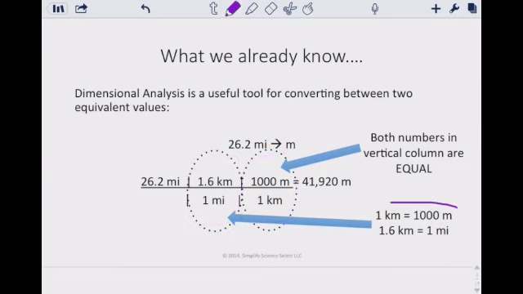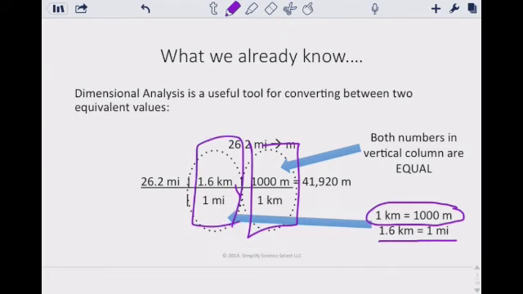And so this is where we get our statements of equality, where we say that 1 kilometer is equal to 1,000 meters, and we see that one right here. And we see that 1.6 kilometers equals 1 mile, and we see that one here. Those are our statements of equality that we can use to convert. And so in this case, we converted from 26.2 miles to meters, which is 41,920 meters.